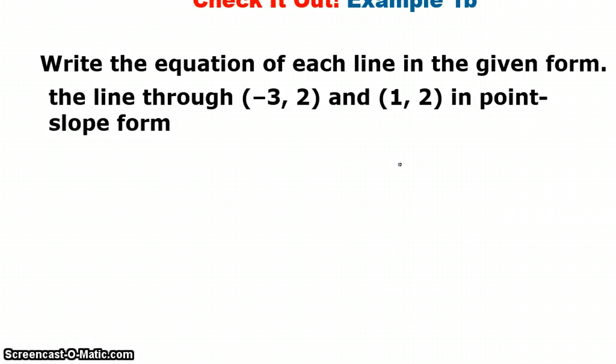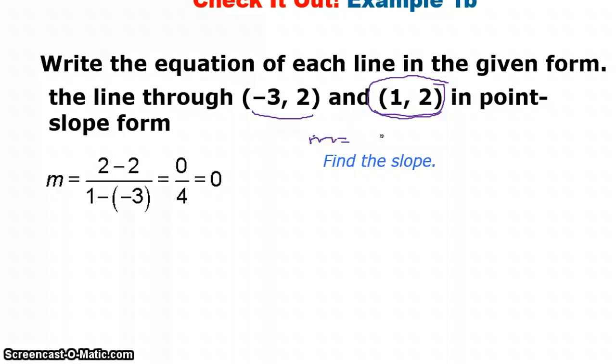I want you to do this next one on your own. You notice that they gave you 2 points instead of a point and the slope, so it will be up to you, first of all, to use these 2 points to find your slope, and then use this point and whatever you find your slope to be for your m, then put it in your formula. So pause the video, do that, and then when you're finished, turn it back on. Okay. Your slope you should have found to be 0.